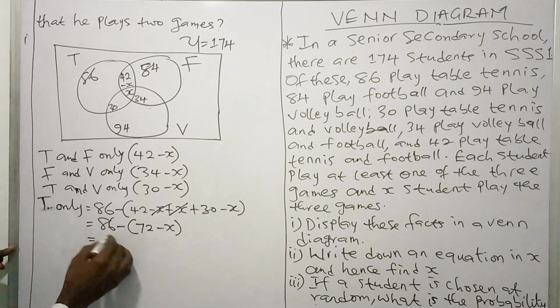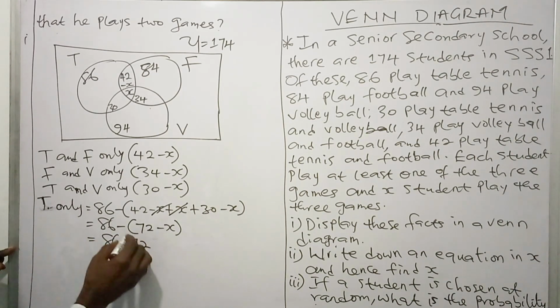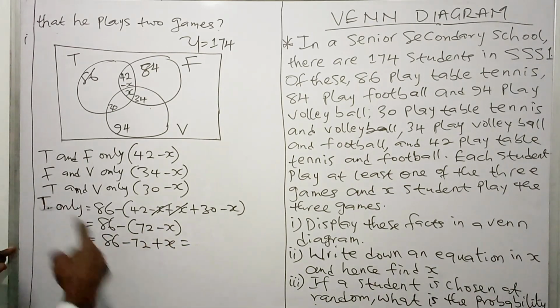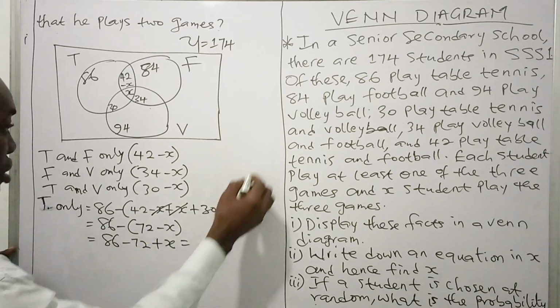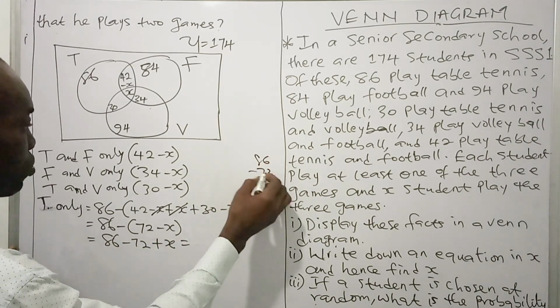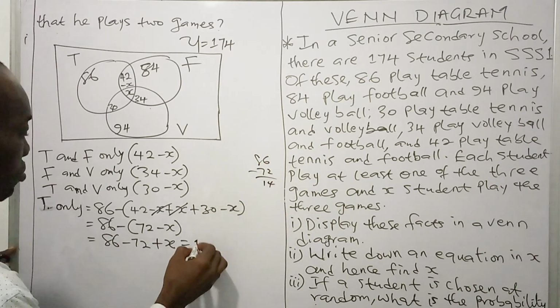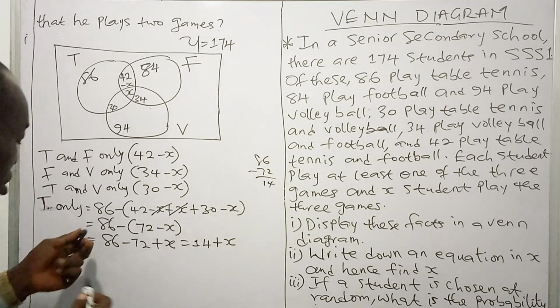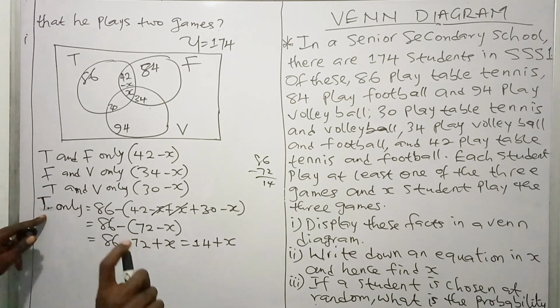Now bringing that out, that will give us 86 minus 72, and minus times minus X will give us positive X. If we subtract 86 minus 72, that should produce for us 14. So we have 14 plus X as the expression that indicates those that play tennis only.